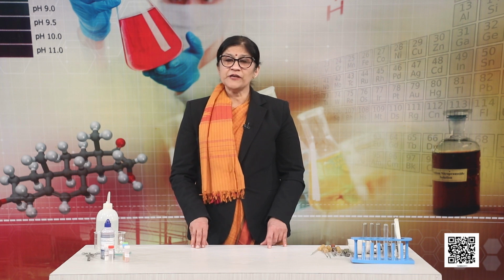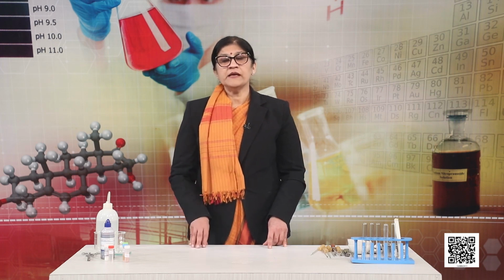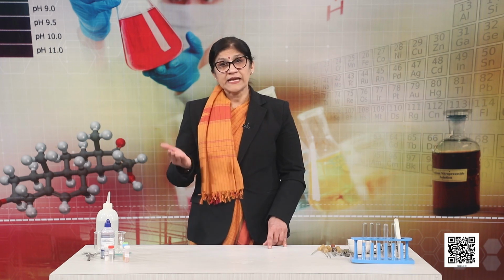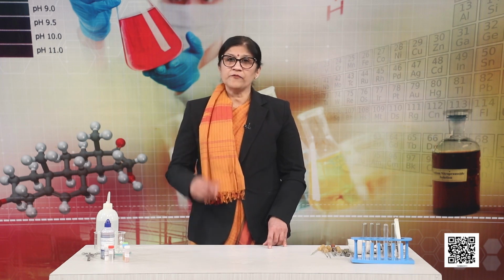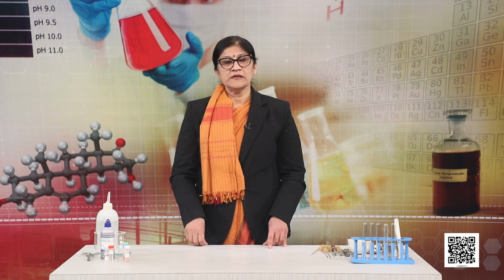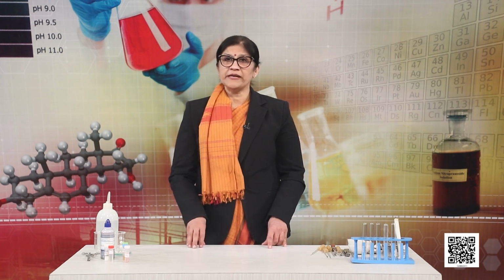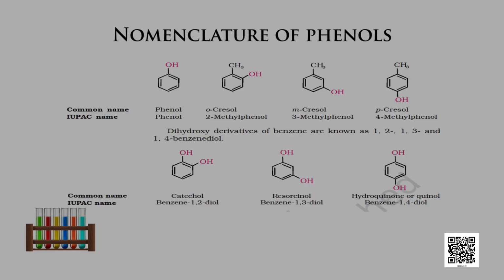As the structure of phenol involves a benzene ring, in its substituted compounds the terms ortho for 1,2 disubstituted, meta for 1,3 disubstituted and para for 1,4 disubstituted are often used in the common names. Let's have a look at the slide. So, you can see the structures and how ortho, meta and para compounds are written.